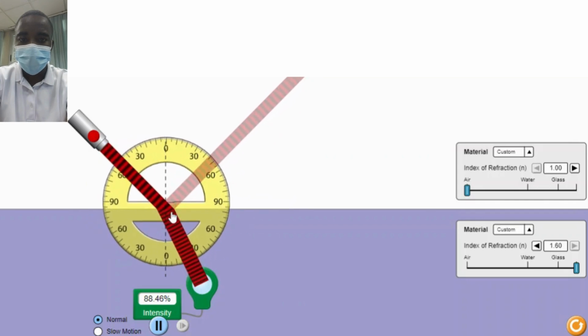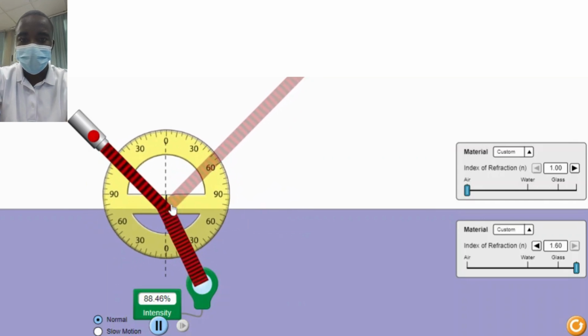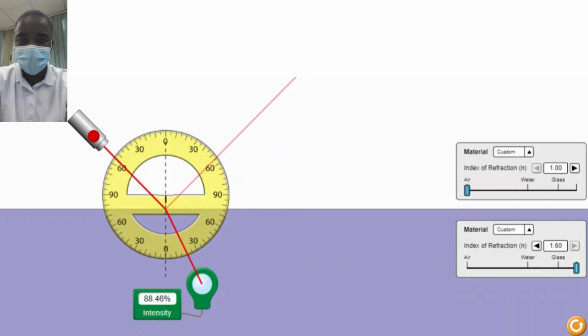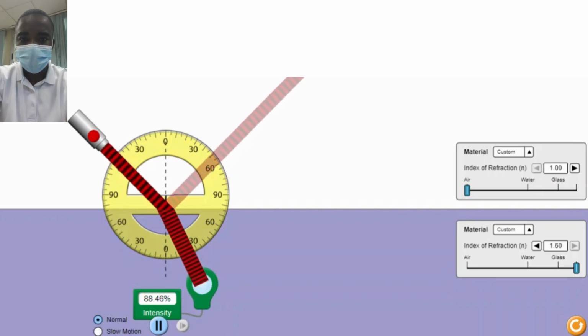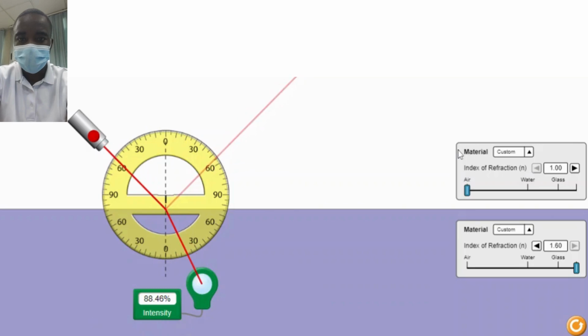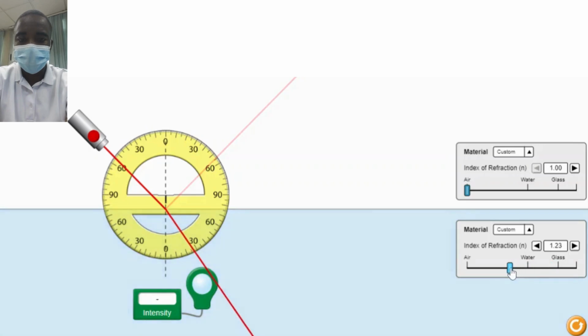The intensity meter is a tool used to measure the intensity of light as it passes through different media. Students can observe how the intensity of light changes as it refracts and disperses. The speedometer is used to measure the speed of light in different media. Students can observe how the speed of light changes as it travels from one medium to another, affecting the angle of refraction. The wave detector is used to visualize the wave nature of light as it travels through different media. Students can observe how the wavelength and frequency of light change as it refracts and disperses.